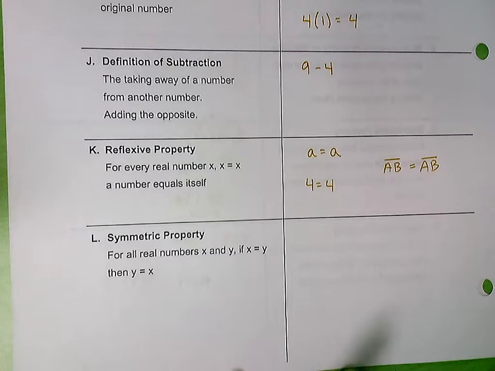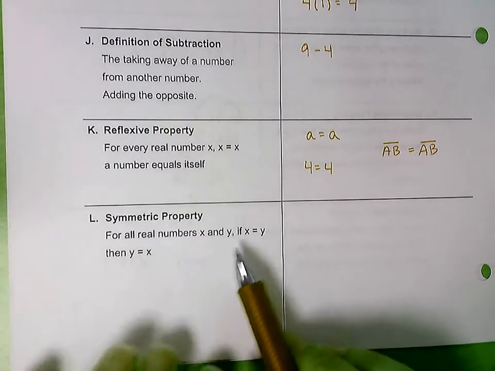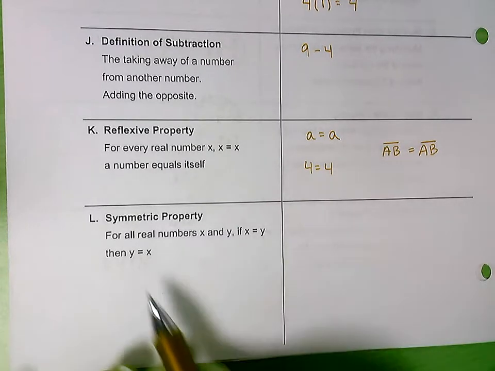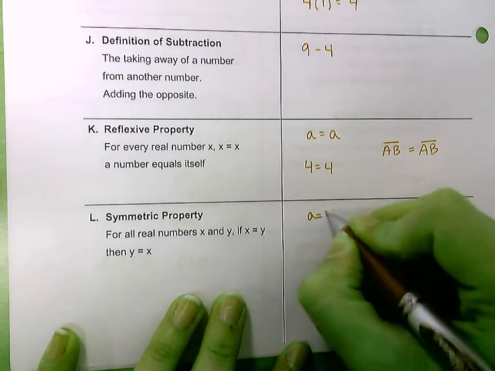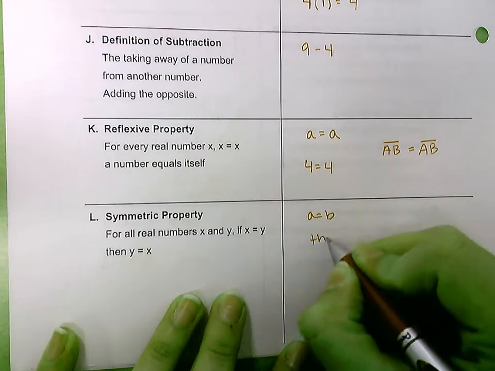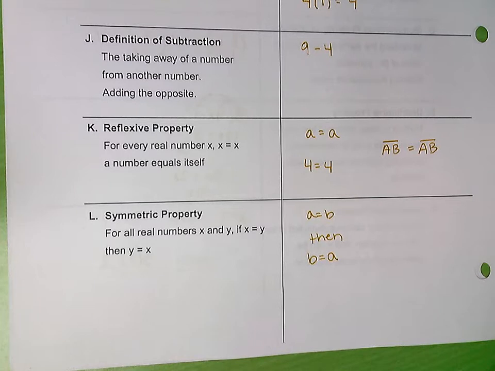After the reflexive property, we have the symmetric property. So for all real numbers x and y, if x equals y, then y equals x. So it's just reflecting over a mirror. If a equals b, then b equals a. You're just reflecting it. Questions on that page? We're going to start getting into more that you don't know right away here.